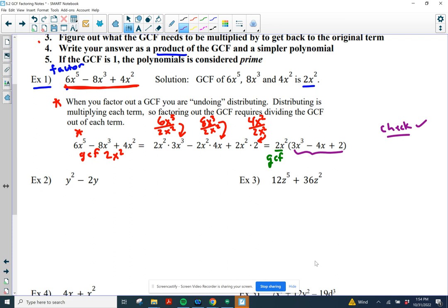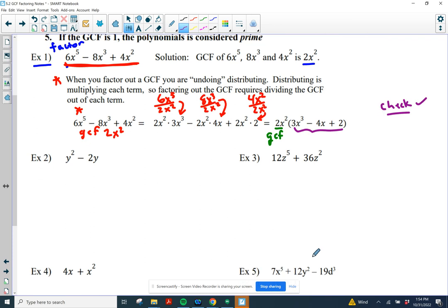Okay, so let's do some examples, several examples. So we're going to do example 2. We'll start there. So the first thing I'm going to look at is my terms are y squared and 2y. And I need to find the GCF for those. So I'm going to look at the y squared as being y times y. This is 2 times y. What do they have in common? They have a y in common. Look, there it is. They have a y here and a y here. So your GCF is a y.